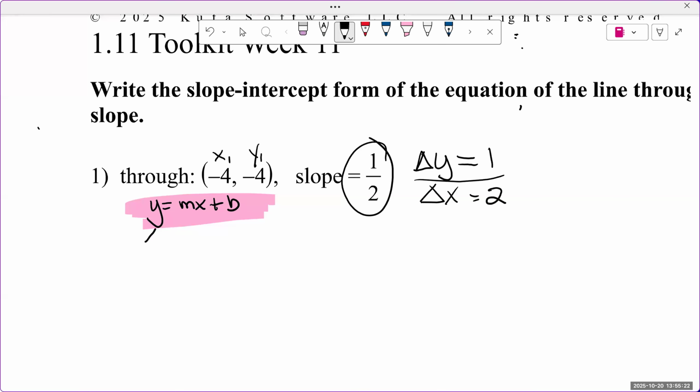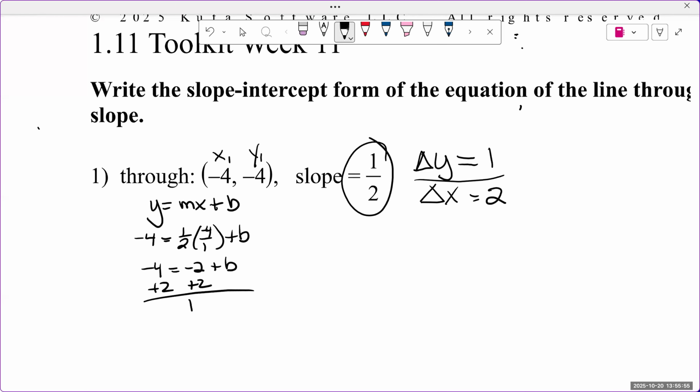So this means I can plug in any ordered pair that goes together, and the slope, and then solve for b. So let's plug in: -4 is equal to 1/2 times -4/1 plus b. Cancel, or just take half of -4, which is -2. Add 2 to both sides. b is equal to -2. So I have y equals 1/2 x minus 2.